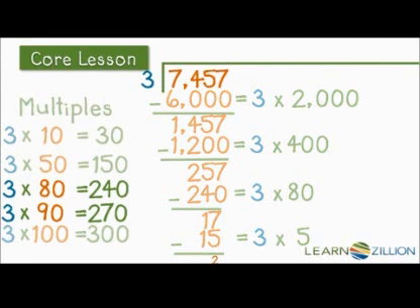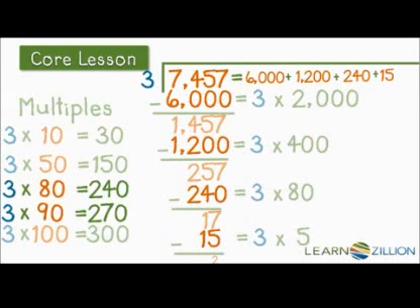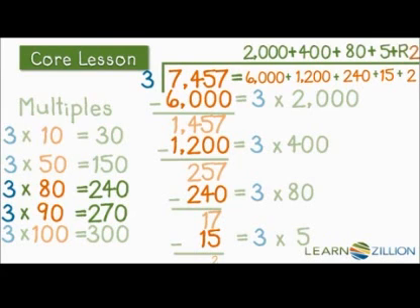So 7,457 recomposed into friendly groups of 3 is 6,000 plus 1,200 plus 240 plus 15 with 2 remaining. That's 2,000 groups of 3 plus 400 groups of 3 plus 80 groups of 3 plus 5 groups of 3 with 2 remaining. So all that's left to do is put them back together, 2,485 with 2 remaining.